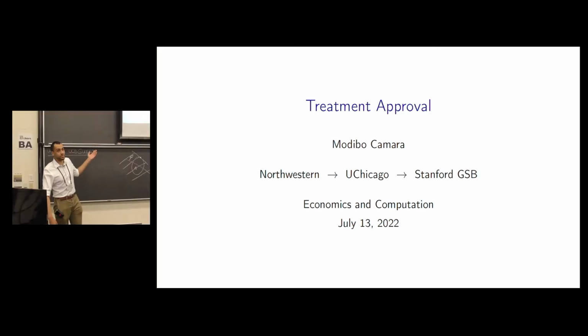So the title of the paper that I'm presenting is Mechanism Design with a Common Dataset. The title of the talk is Treatment Approval, Why the Discrepancy? Well, this is basically an example or application of the paper, which is a more general framework for thinking about mechanism design, where both the designer and the agents are learning.